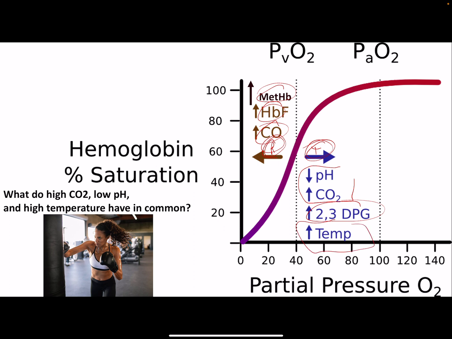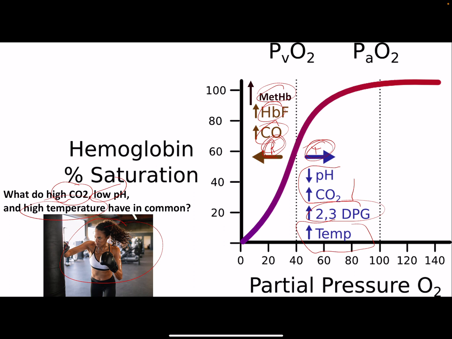Now, what do high CO2, low pH, and high temperature have in common? Exercise. If you're exercising, you're exerting a lot of CO2. There's a high ventilation rate, a high cardiac output. Your muscles are consuming a lot of oxygen, generating a lot of CO2. So high CO2, that makes sense. You're going to be breathing more of that out, and more of that's in your blood.